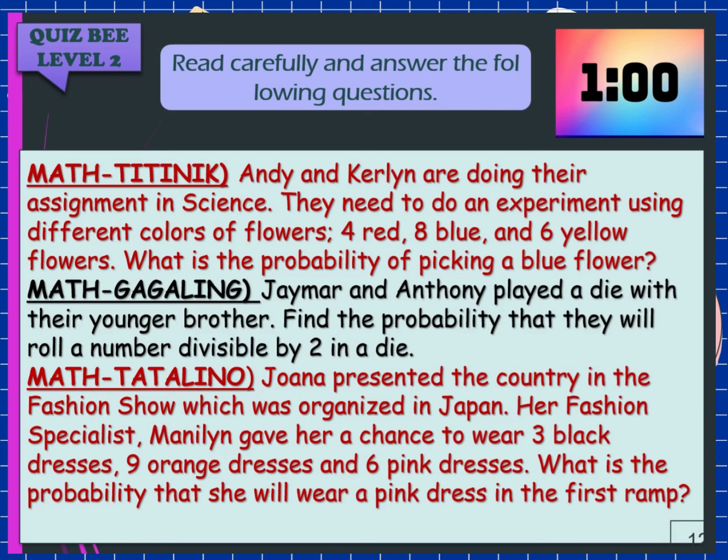For the Matatalino, Joanna represented this country in the fashion show which was organized in Japan. Her fashion specialist, Manilin, gave her a chance to wear 3 black dresses, 9 orange dresses, and 6 pink dresses. What is the probability that she will wear a pink dress in the first round? So, your time starts now.